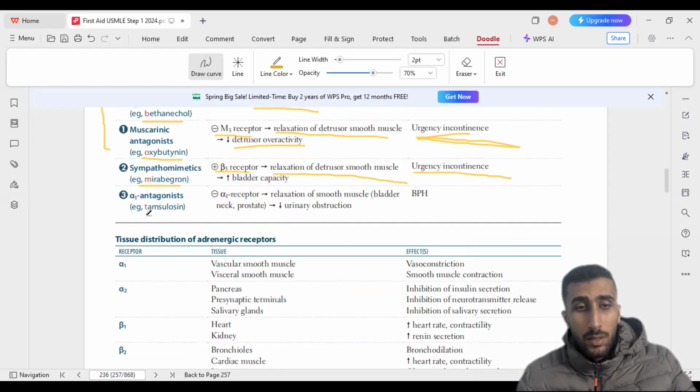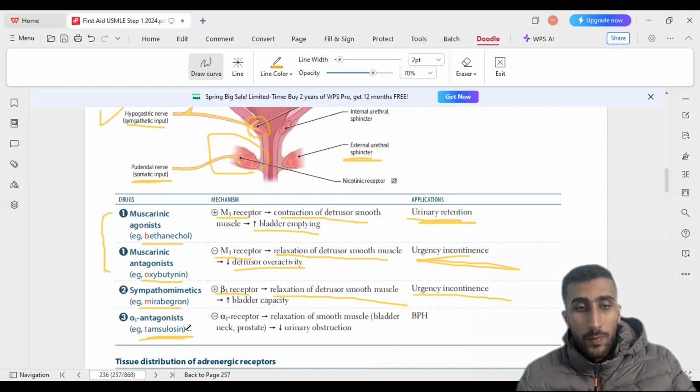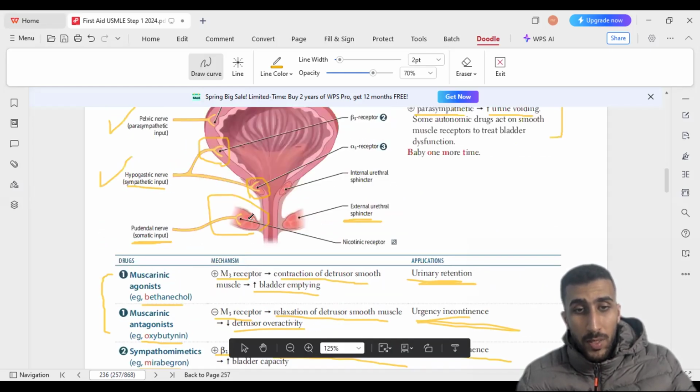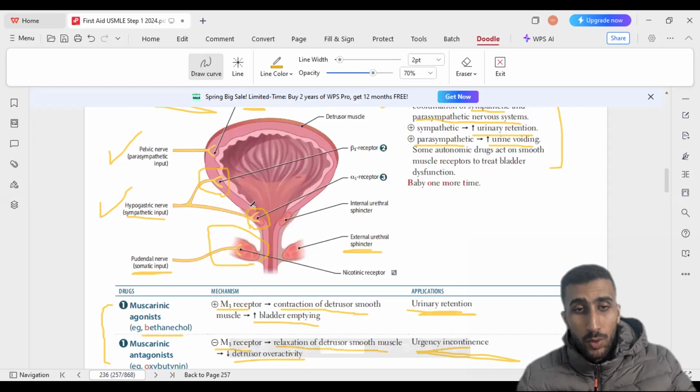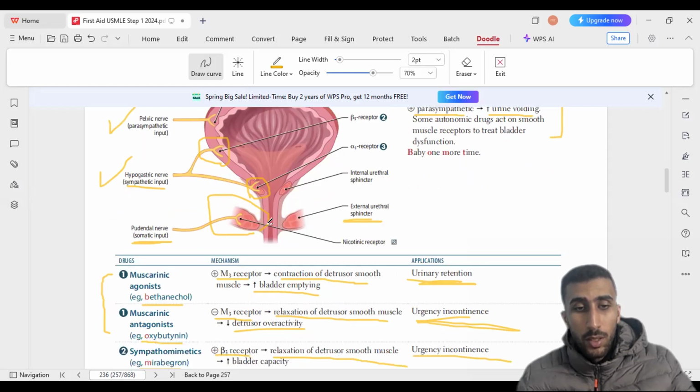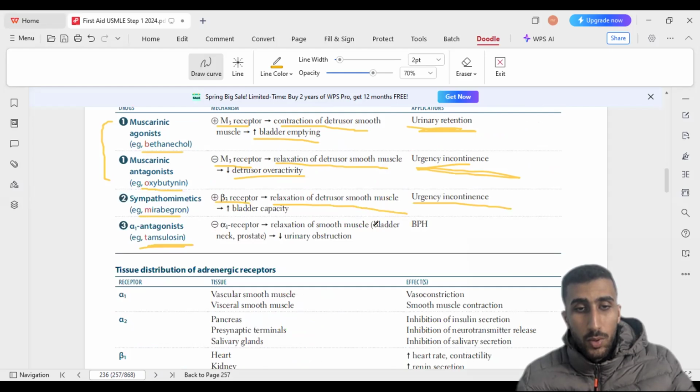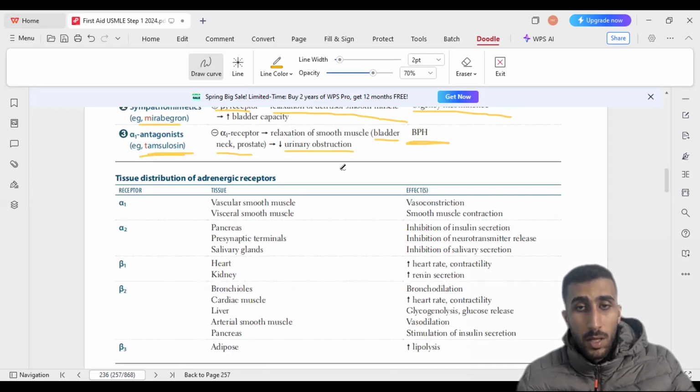And our last drug, which is very famously known, is tamsulosin, an alpha 1 antagonist. This is part of the sympathetic system controlling the internal sphincter of the urinary bladder through the alpha 1. So if you give an alpha 1 inhibitor, you're gonna, for example, relax the smooth muscle of the bladder neck and the prostate, different parts of the urinary bladder. So you're gonna decrease urinary obstruction. So tamsulosin, which is an alpha 1 antagonist, is very famously used in benign prostatic hyperplasia.